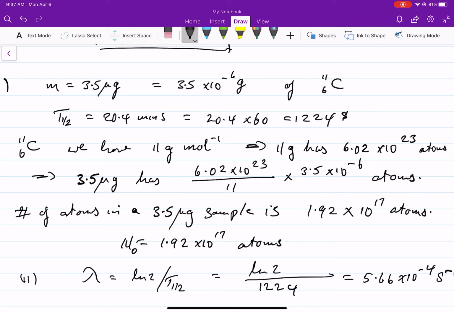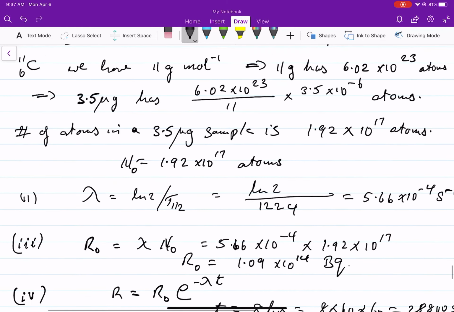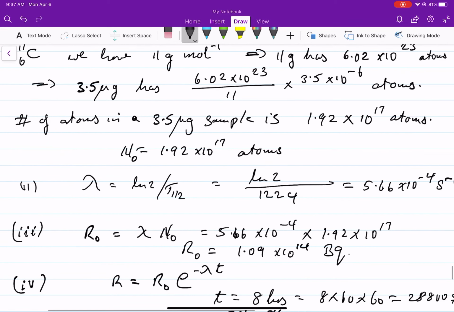So you divide by 11 to figure out for 1 gram, and then you multiply that by 3.5 times 10 to the minus 6. So when you crunch all of that, the number of atoms in a 3.5 microgram sample is 1.92 times 10 to the 17 atoms, as shown there. So the calculation there is not that difficult.